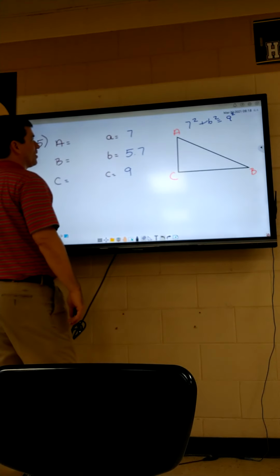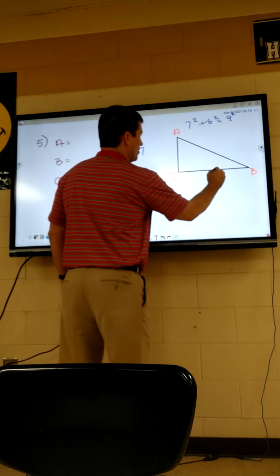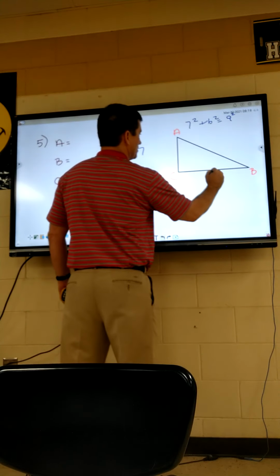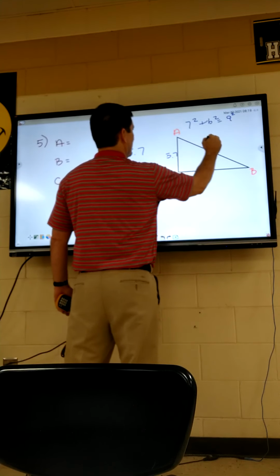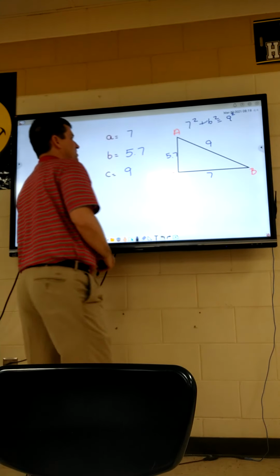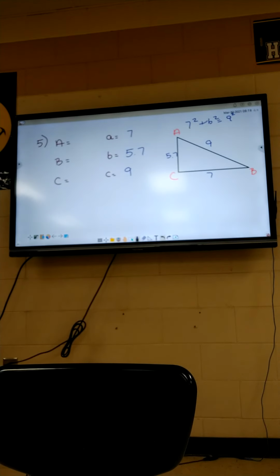All right, so now what I want y'all to do is label the sides. 7 goes here, 7 goes there, 5.7 goes here, and 9 goes there. Does everybody understand why you have to put those numbers on an exact side? Every number's got a side it goes with.